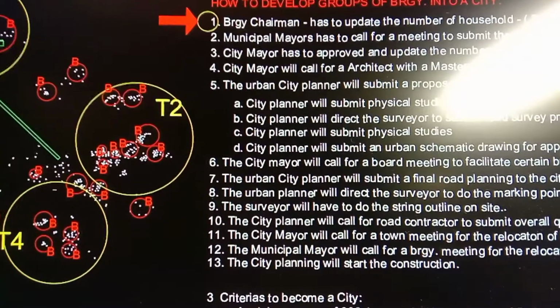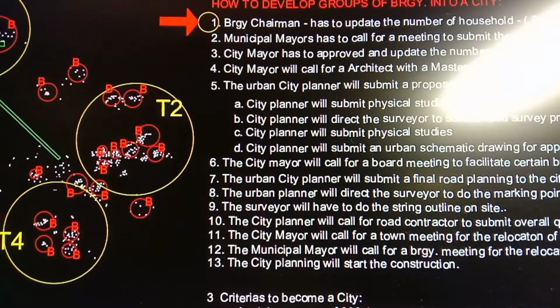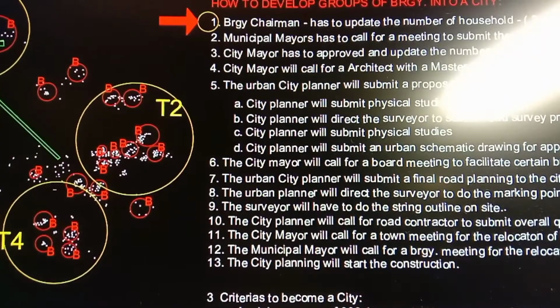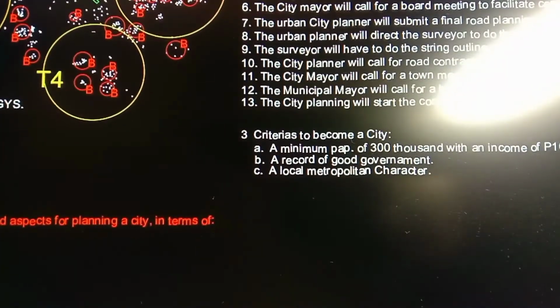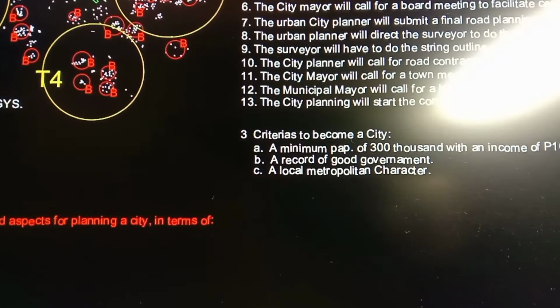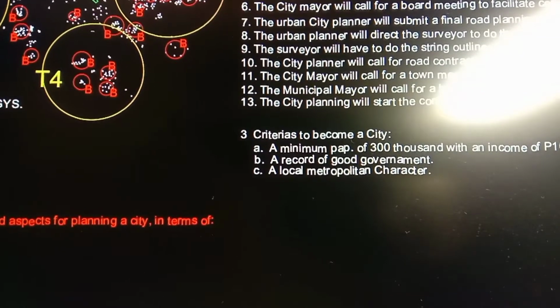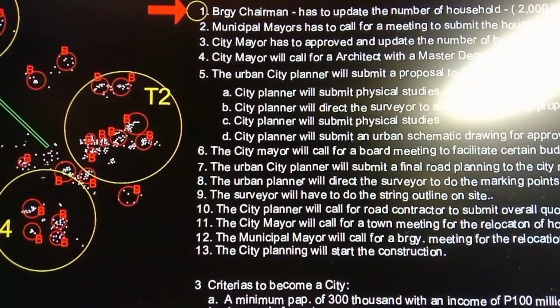The urban planner's responsibility is to design the cities. It involves land use, as I have informed here, educational, industrial, water systems, transportation, and the buildings. That is how the urban planner will come up with the design of the city.